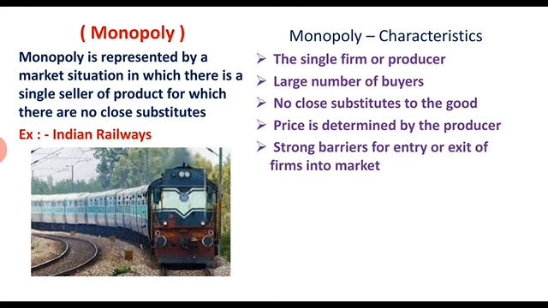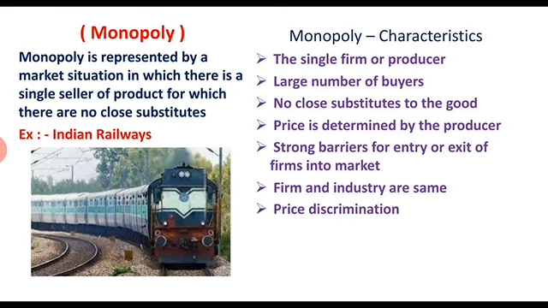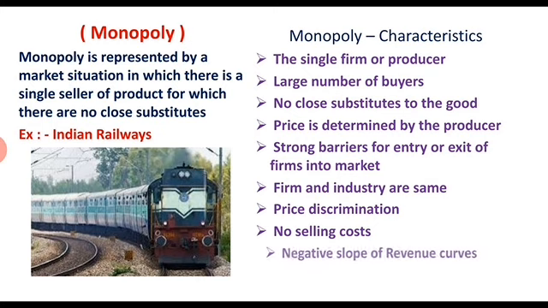In the monopoly market, there are strong barriers for entry or exit of firms into the market. In the monopoly market, firm and industry are the same. In the monopoly market, we can see price discrimination is applied or used. In the monopoly market, there is no need for selling costs.